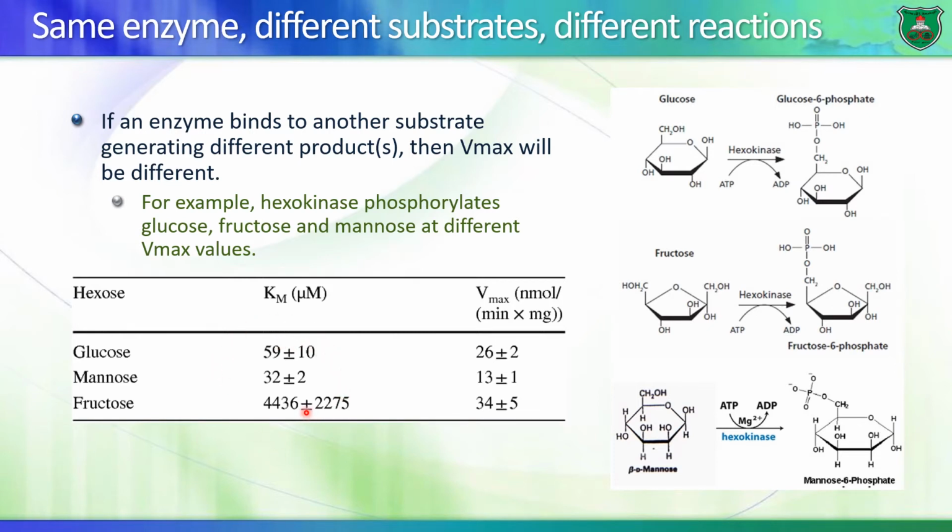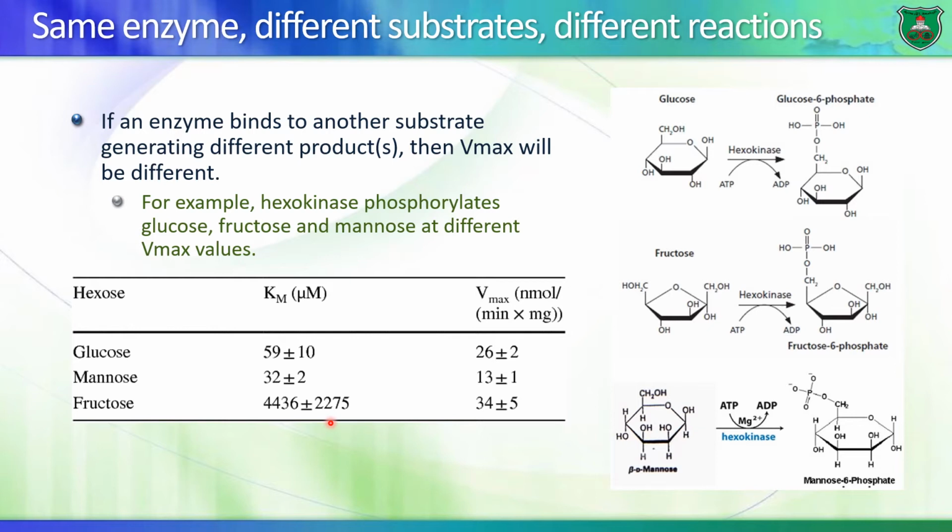How about Vmax? Does it differ? And yes, it does. So there are different Vmax values for different substrates, different reactions. Remember, we're talking about different reactions. So look at the Km values. Hexokinase has different Km values for glucose, mannose, and fructose.